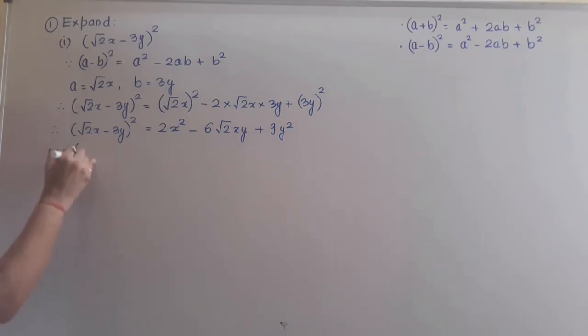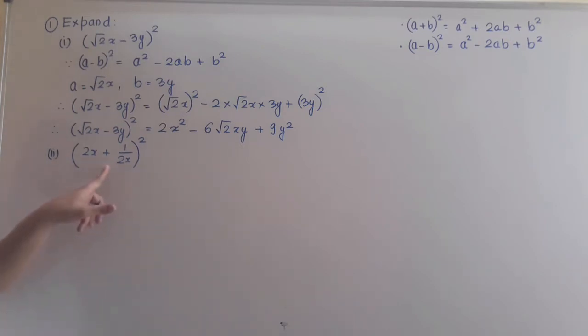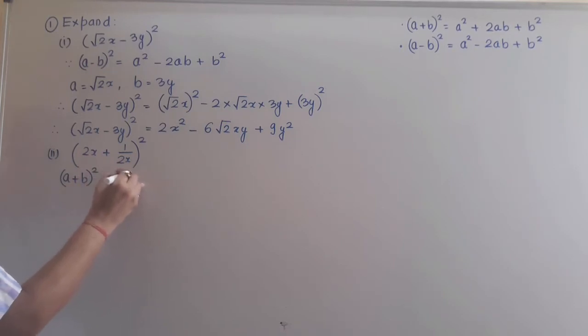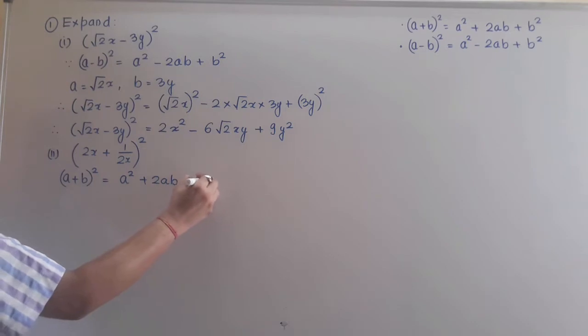That is 2x plus 1 upon 2x whole power 2. Now if you compare, see here plus sign is given, and in this term if you take a and this 1 upon 2x if you take b, so it will be in the form of a plus b whole power 2. So we shall apply the first formula. So let us write down the first formula. A plus b whole power 2 is equal to a square plus 2ab plus b square.